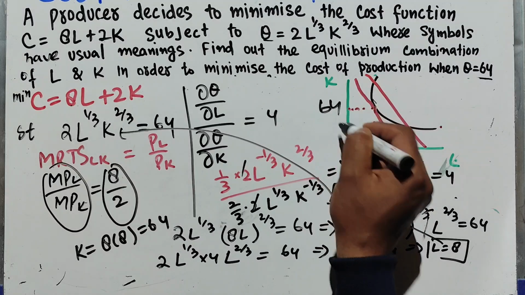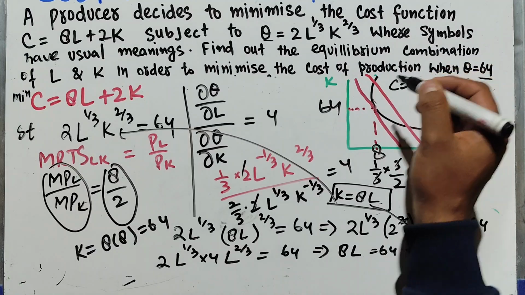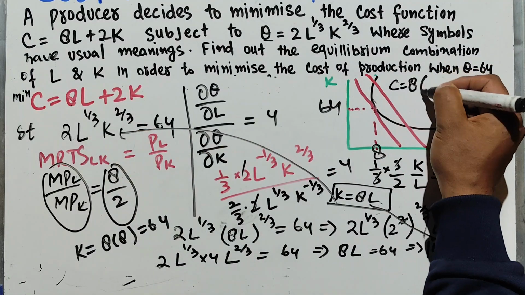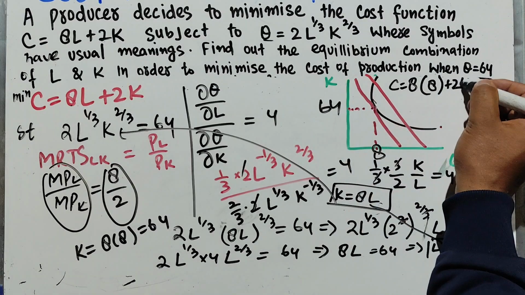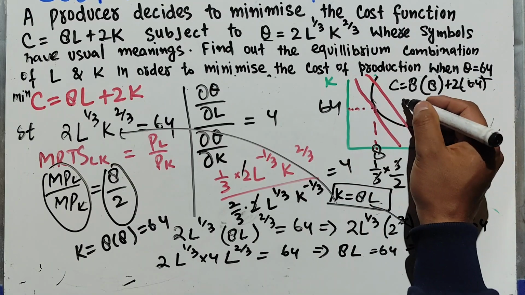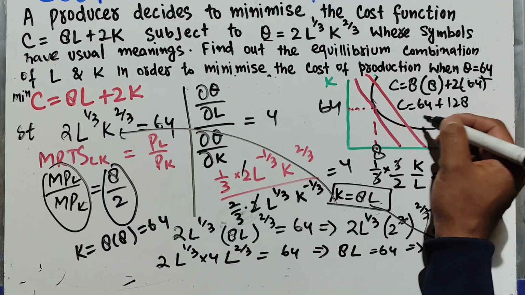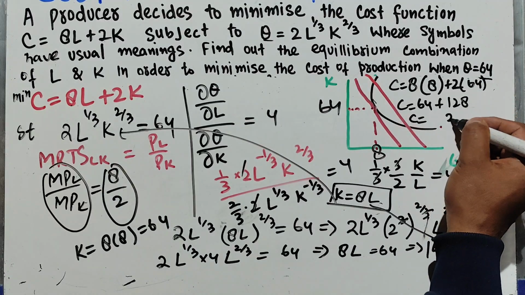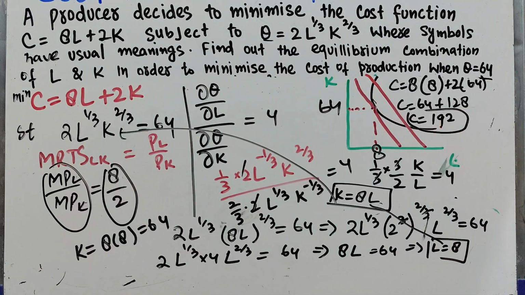So we need 8 units of labor and 64 units of capital, and we can also find the corresponding minimum cost. C will be equal to 8 into units of labor, which is 8, plus 2 times units of capital, which is 64. Solving, C is equal to 64 plus 128, so C will be equal to 192. That will be the corresponding minimum cost. I hope I made myself clear in this video. Thank you.